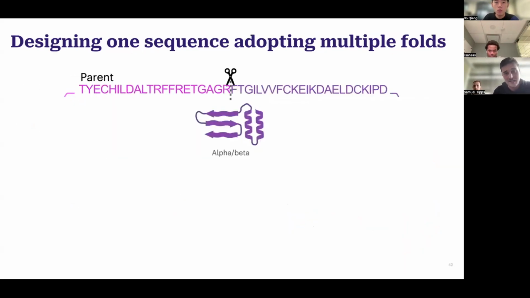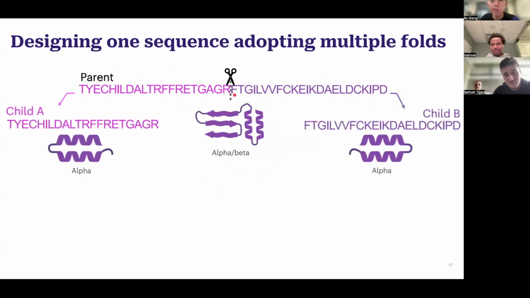And so the last design goal that we tackled, which I think was the most challenging, was, one, implementing a multi-state framework in ProteinGenerator, and then designing one sequence that can adopt multiple folds. So the setup for this design problem is, to design one sequence that can adopt multiple folds, you have some full-length protein sequence at the top that has alpha helices and beta sheets, and after some cleavage event in the middle, splitting this into two separate proteins, you want the resulting children proteins, child A and child B, to be all alpha helical. So you need to find one sequence that can both adopt beta sheets and alpha helices.